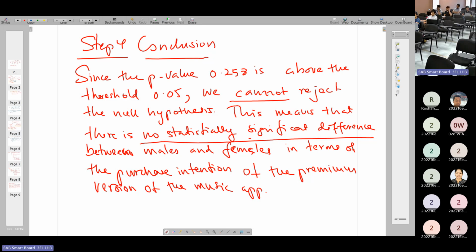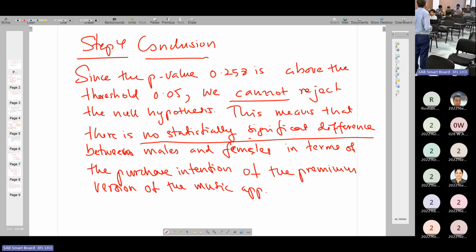So how many steps are there? 4 steps. Again, let me revise the 4 steps. Step number 1, establish the null hypothesis. What's the null hypothesis? It says that no difference between males and females in terms of the purchase intention of the premium version of the music. Next, step number 2, establish the decision criteria. What's the decision criteria? If the p value of the sig is less than 0.05, reject the null hypothesis. That's it. Reject means what? Not rejecting means no difference there. Reject means there is a difference.